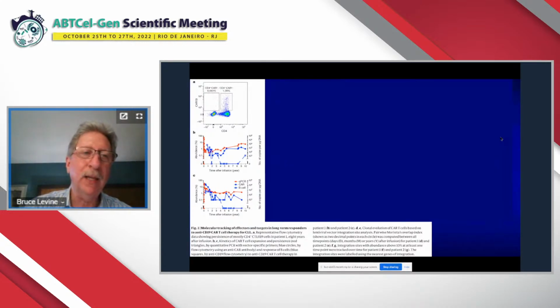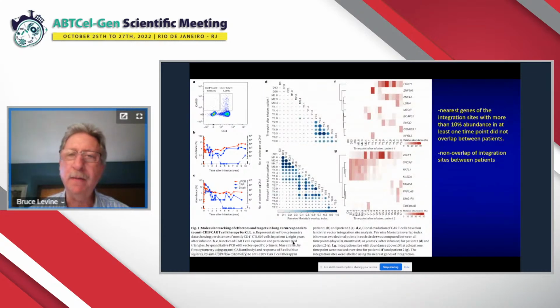You see here on the top left flow cytometry data showing persistence of these CAR T cells. And the two graphs below that show the qPCR data along with the flow cytometry data in the red triangles and the blue circles, and the length of the B cell aplasia is shown in the blue squares. There are other ways of tracking these cells.